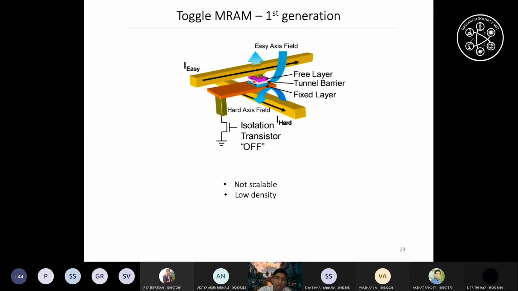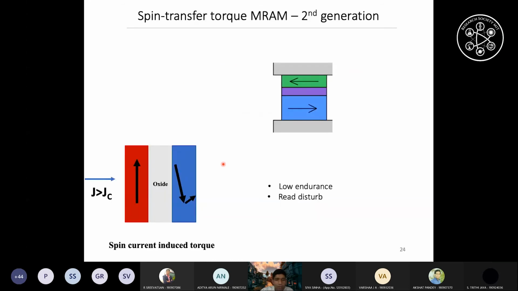So if you want to write 1, you pass current along some direction, it will switch to 1. You pass current along the opposite direction, it will switch in the different direction, it will switch to 0. However, the disadvantage of this type of memory is what? It is not scalable, as you can see clearly. If you go to nano dimension, it's not possible to fabricate this kind of structure which can apply current like this. And again, it is low density.